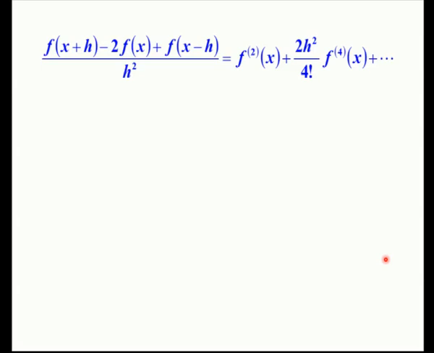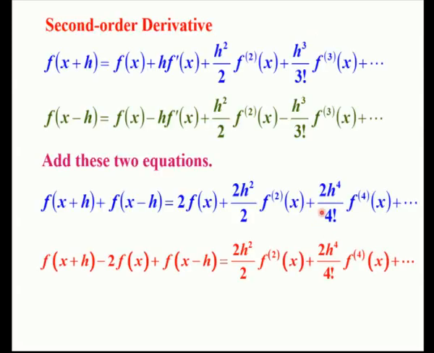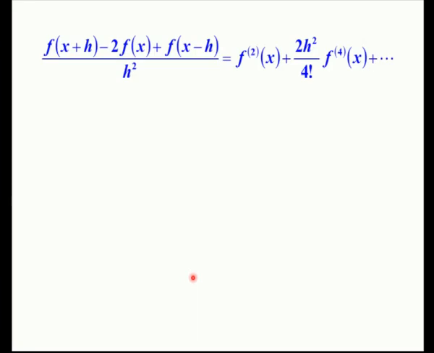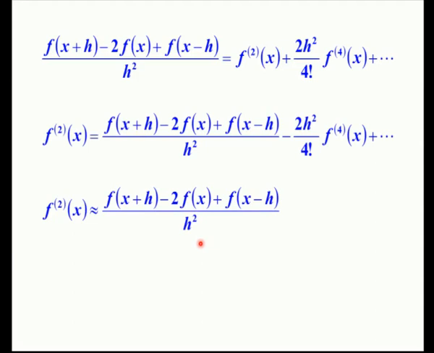Now divide by h squared in the previous equation, and I am getting this. So, the second derivative is approximated with this difference quotient, and this is the error. The second derivative is approximated by the function value at the right point minus 2 times the function value at the midpoint plus the function value at the left point, upon h squared, the square of the increment. So, this is the approximation for the second derivative.